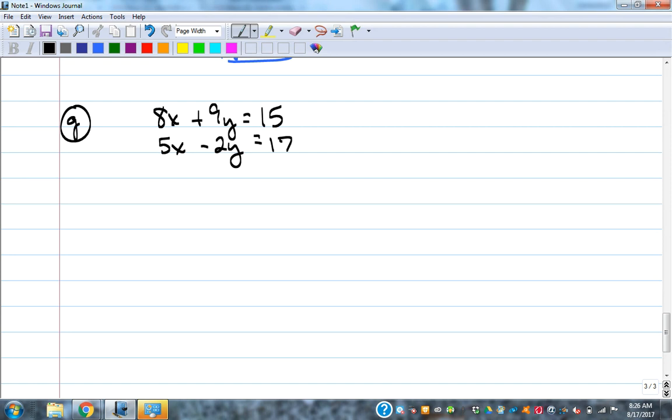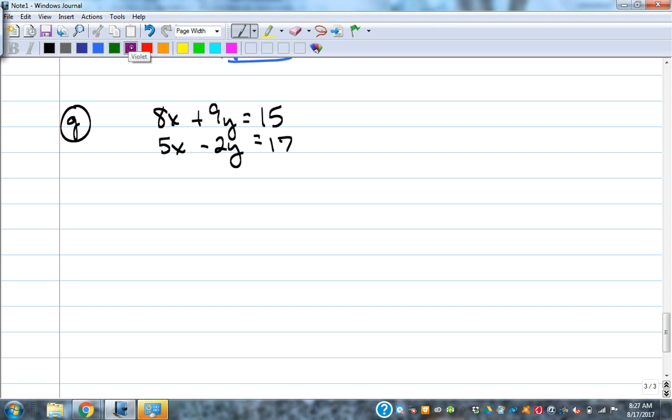Because there's not a nice integer that I can multiply by and turn a 5 into an 8 or turn a 2 into a 9. So I've got to think, okay, what do I do? I've got to first pick which letter I want to eliminate. Y would look good because they already have opposite signs, so you don't have to introduce a negative. That seems like a smart thing to do. So what do 9 and 2 have in common? 18. So just turn them both into 18s.